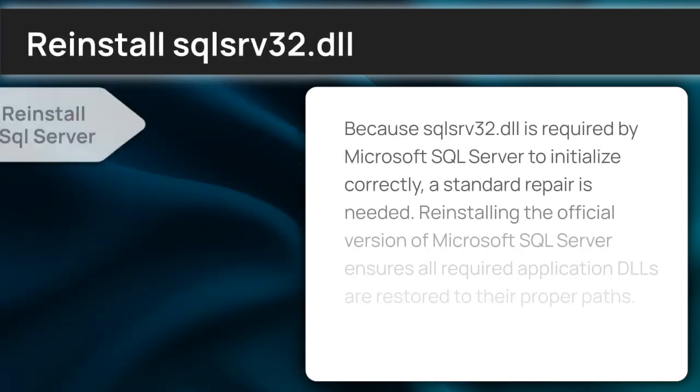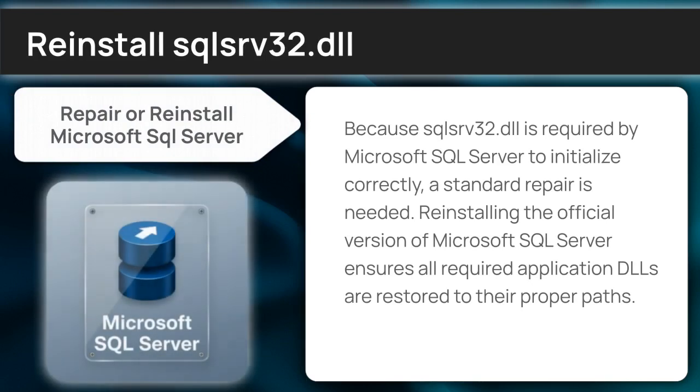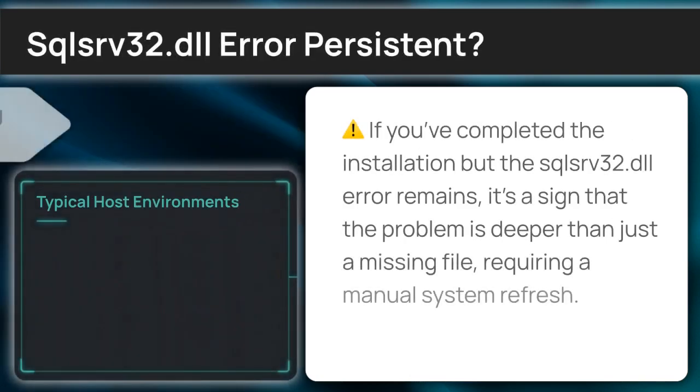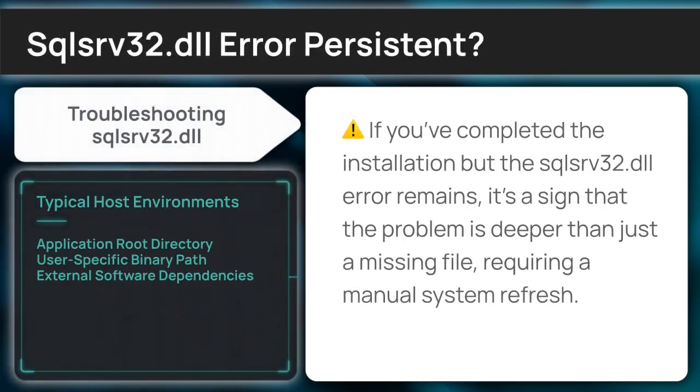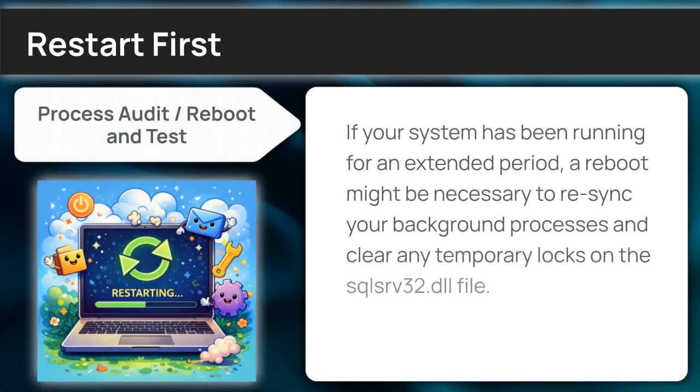Because SQL Server 32 DLL is required by Microsoft SQL Server to initialize correctly, a standard repair is needed. Reinstalling the official version of Microsoft SQL Server ensures all required application DLLs are restored to their proper paths. Persistence of this error after a clean reinstall suggests that the issue may reside within the current user session's initialization. A simple restart can resolve file-in-use errors that mimic a missing SQL Server 32 message. It's a low-effort step that ensures your operating system starts with a clean execution stack.